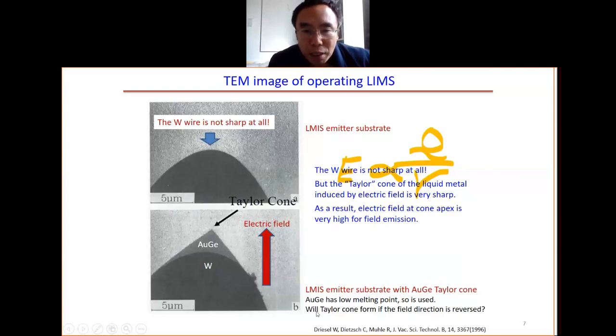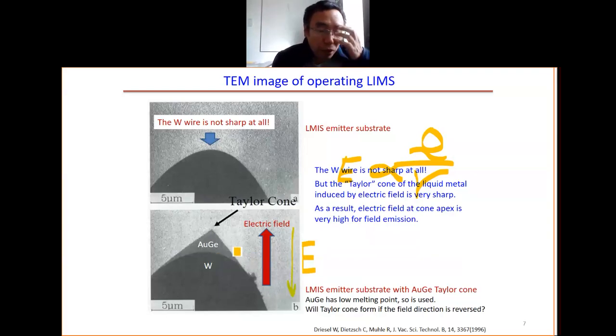So here I ask you one question. Will Taylor cone form if the field direction is reversed? If the field goes downward, if the field goes this way, will there still be the Taylor cone?